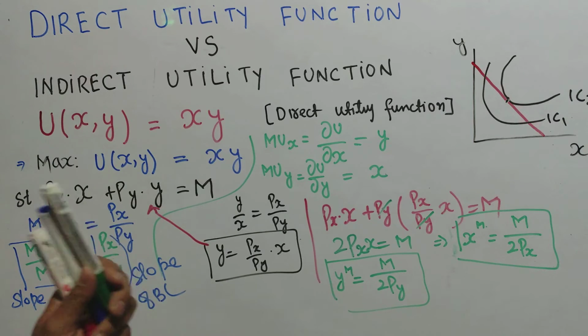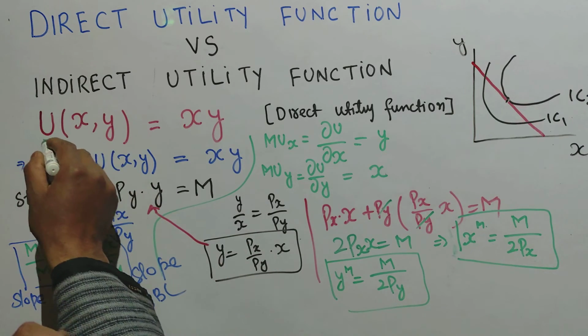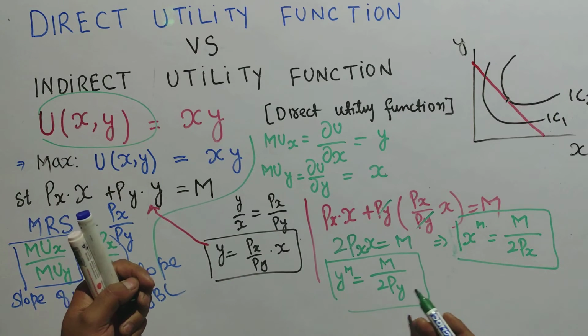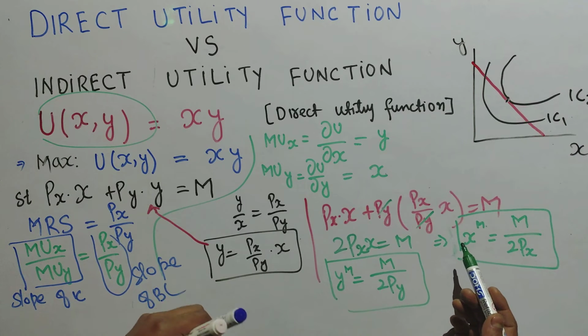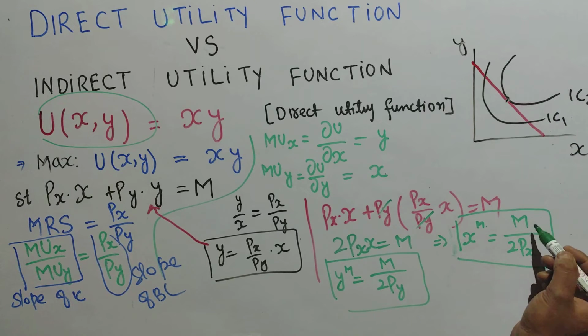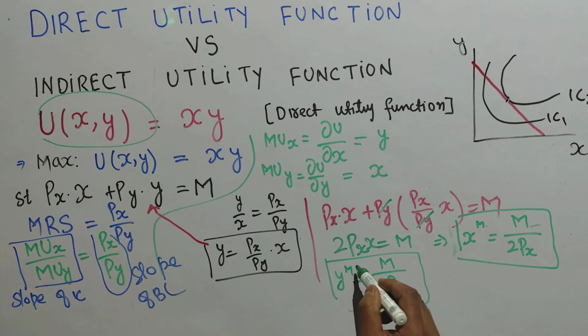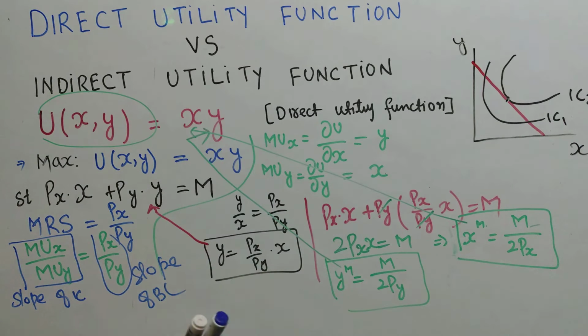So the direct utility function is being given by this very function. When we solve this direct utility function, we get the Marshallian demand function. Here the optimal quantities are in fact determined by the prices and income. So when we substitute these Marshallian demand functions back into our utility function, here we plug the value of y and here we plug the value of x.